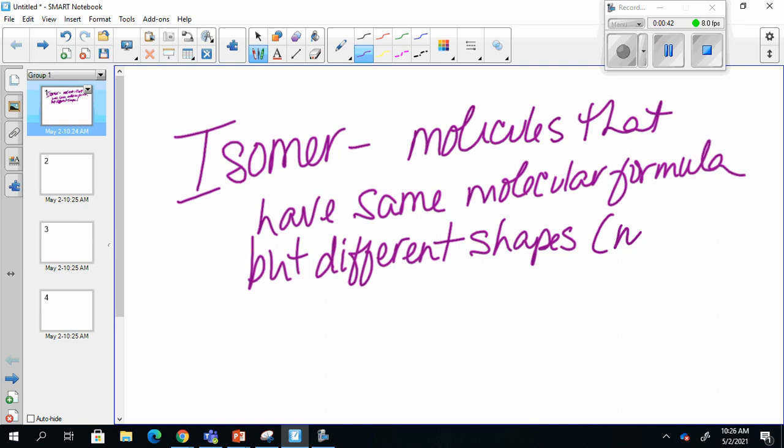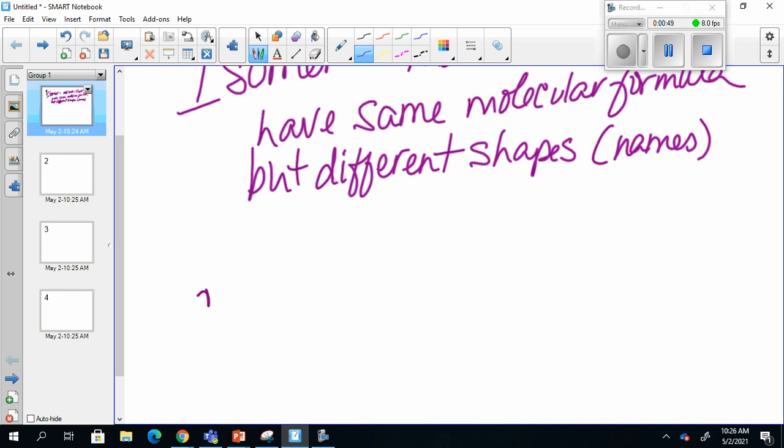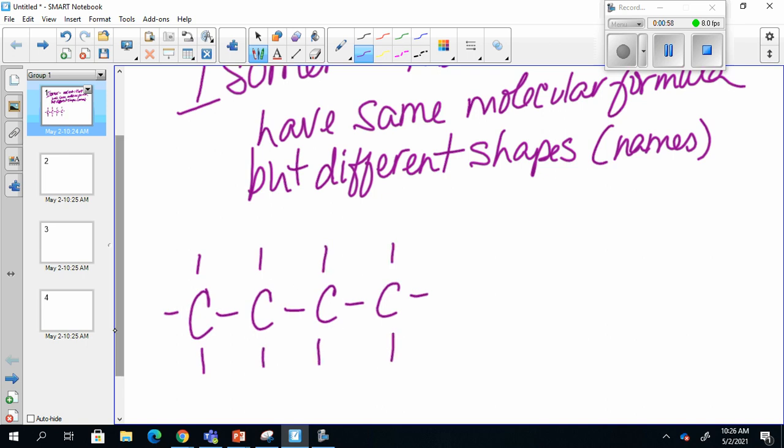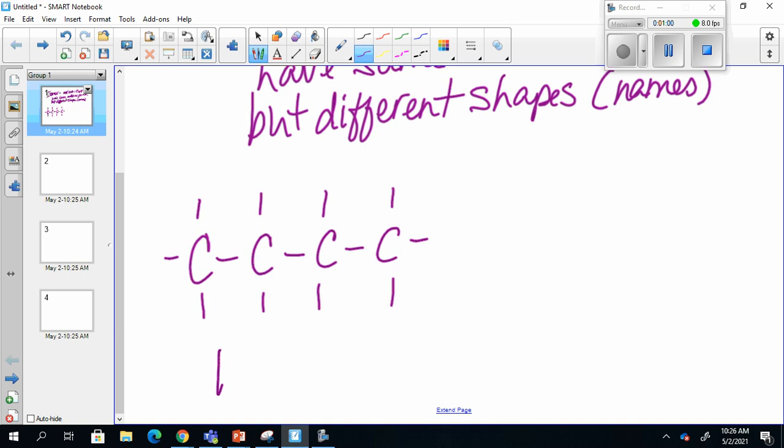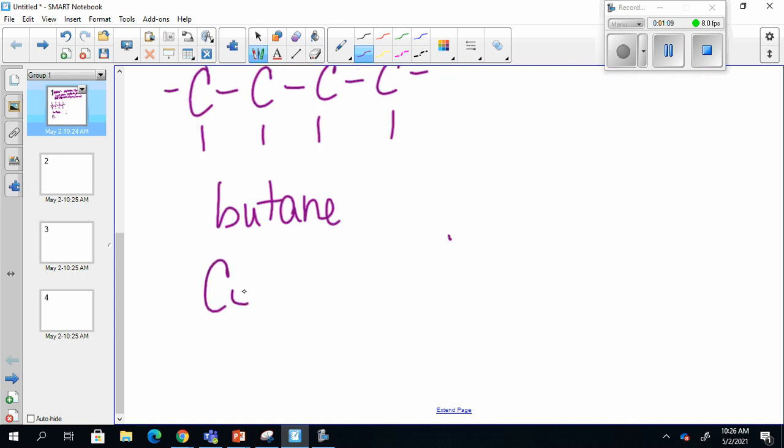And if they have different shapes, they are definitely going to have different names because their structure is going to be different. So let's do an example real quick. Here's 4 carbons, all single bonds. So that means I would have to have hydrogens in all these places. The name of this, 4 carbons, so but-, it's an alkane, all single bonds, so butane. And its formula would be C4H2n plus 2, so that would be 10.